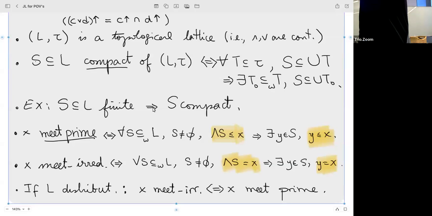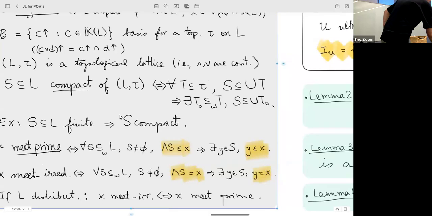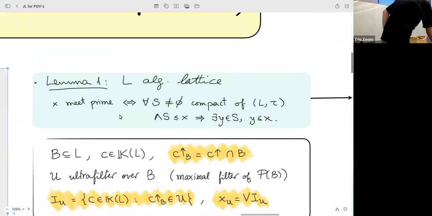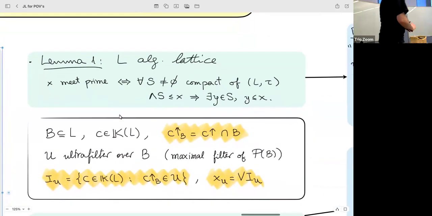And if we are in a distributive lattice, and that's going to be the point of everything, if you're in a distributive lattice, meet irreducible and meet prime coincide. The elements that are meet irreducible are exactly the elements that are meet prime. Okay, so I needed all these concepts, and now let's start with Bajone's proof, the lattice theoretic part.